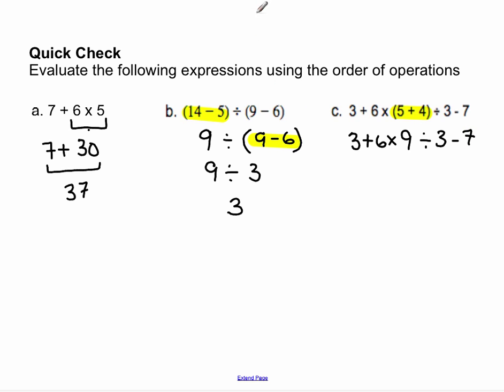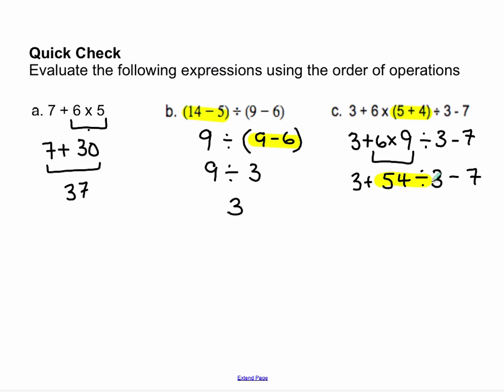Okay, and then I'm going to use the tray method. So this comes first because we do multiplication and division from left to right. Since multiply is first in our sentence, we do it first. So everything outside the tray gets dropped. So 3 plus 54 divided by 3 minus 7. Everything else that's not in the tray gets dropped, in the order. And then we do division next.